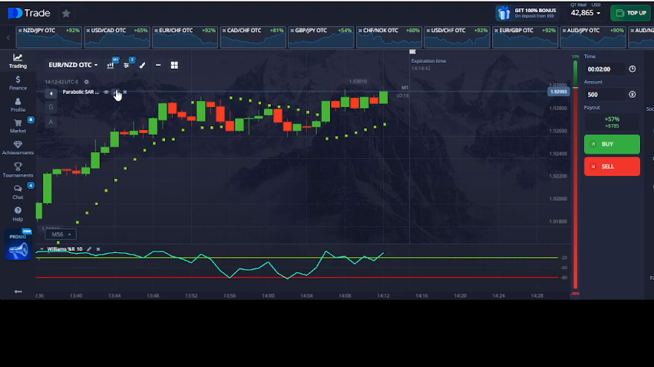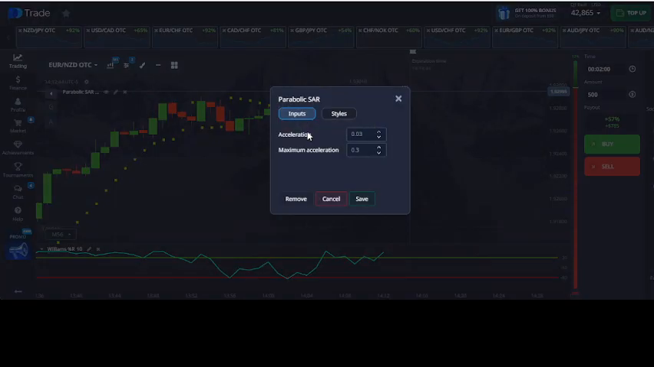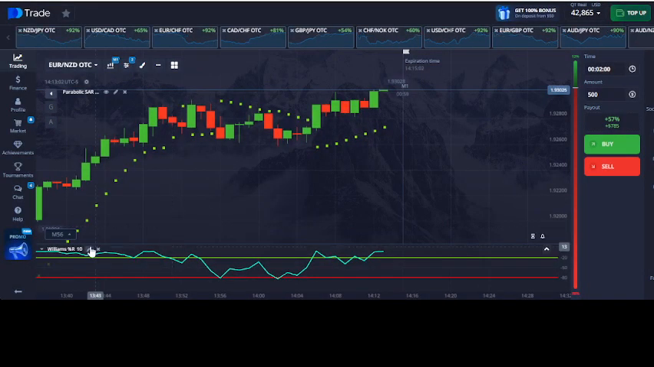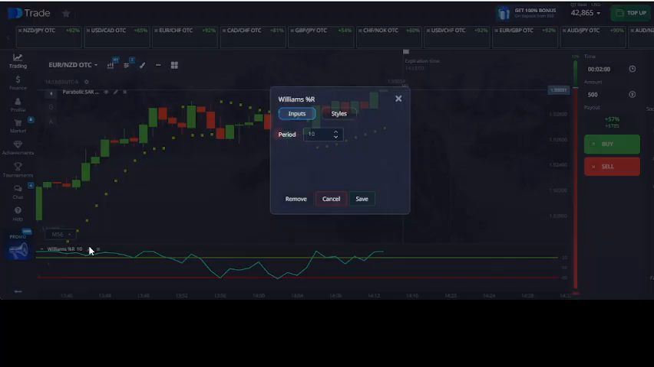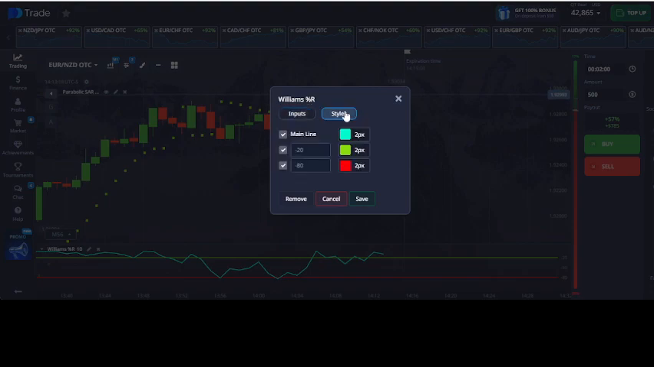And so if we go into our parabolic SAR settings, I have the acceleration set to 0.03, maximum acceleration set to 0.3. And in the style settings, I've only increased the line width by 2 pixels here. So it's green 2 pixels, so I can see the line a little better. And for the Williams percent R indicator, I've set the period to 10. And in the style settings, I've also increased the line width of all the lines to 2 pixels. So we'll save those settings.